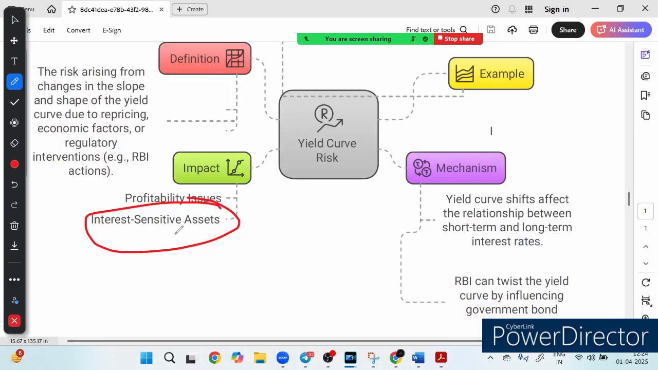So this is the takeaway. The final takeaway is that banks must closely monitor yield curve movement and use risk management strategies like hedging, interest rate swaps, and duration matching to stay profitable, right?